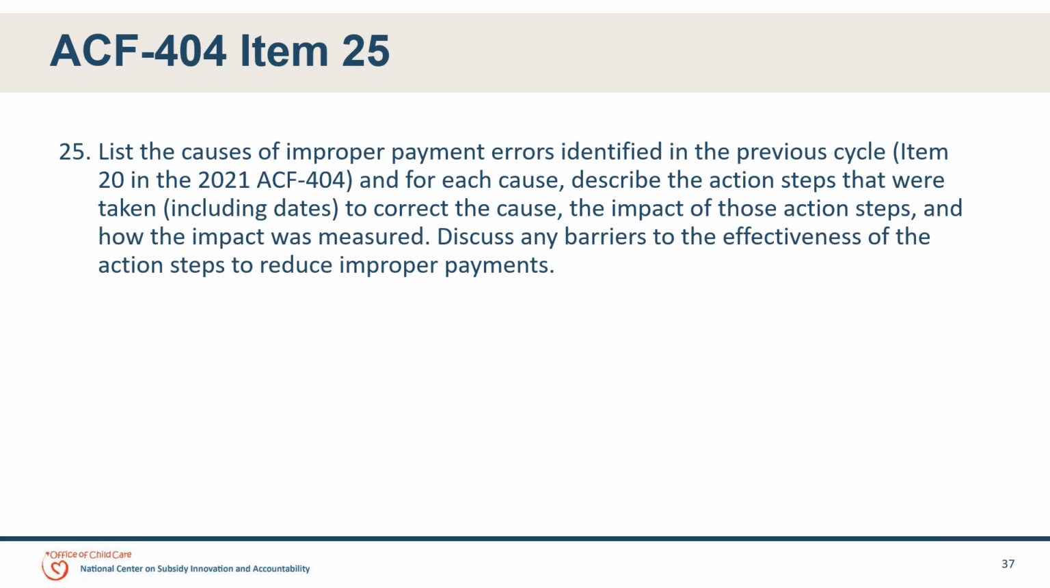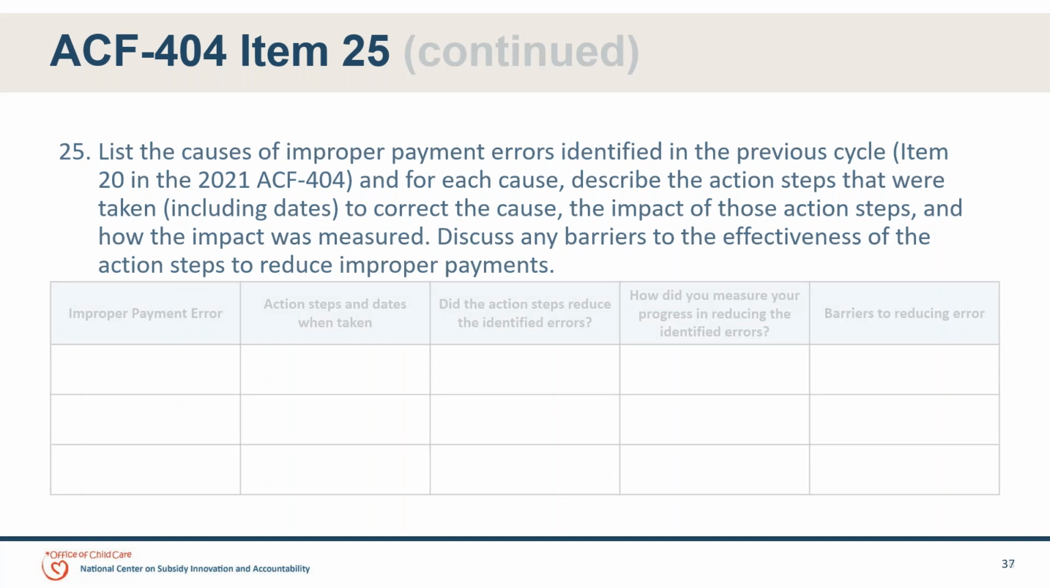And the last item in the 404 report is 25. Here you're going to be thinking back to the improper payment error causes identified in the last report from 3 years ago. You'll describe the action steps that were taken, whether the action steps reduced the error cause, how the progress was measured, and any barriers to the effectiveness of the action steps. And this is yet another item that is set up like a table.